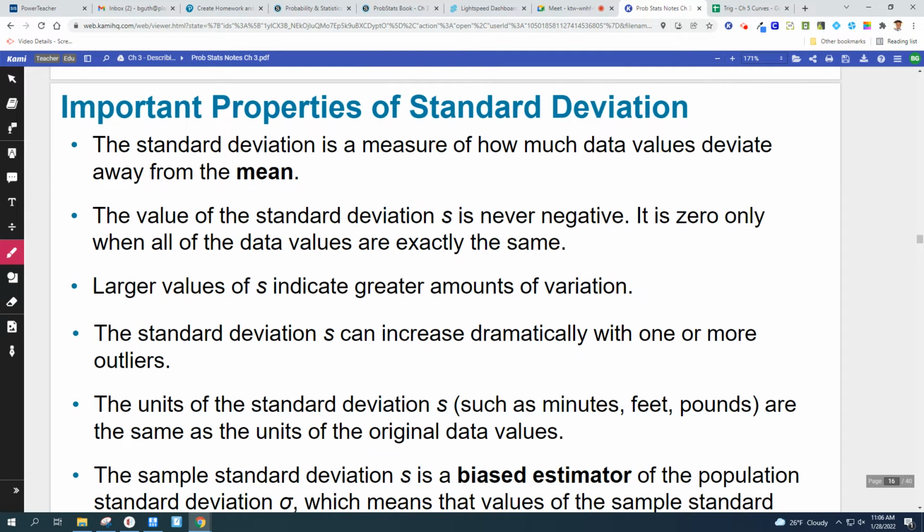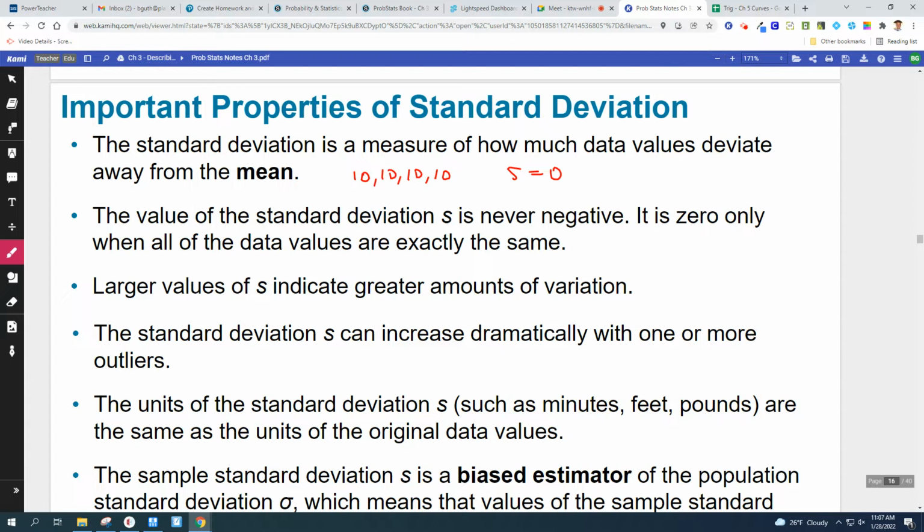Important properties of standard deviation. The standard deviation is a measure of how much data values deviate away from the mean. Remember that example when I gave you all those tens, those numbers don't deviate at all from the mean, and that standard deviation was 0. We're going to have a lot more interesting examples than that, but that gives you an idea of what we're talking about: how much do the numbers deviate away from the mean?